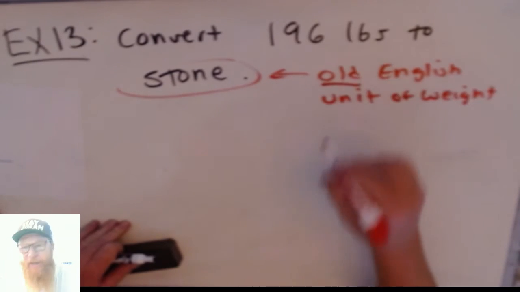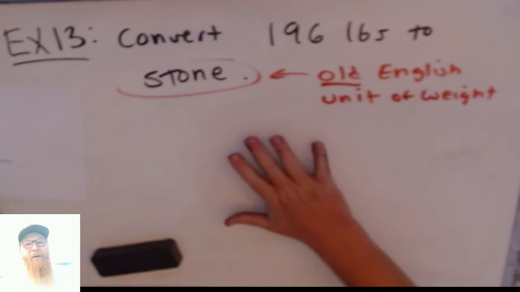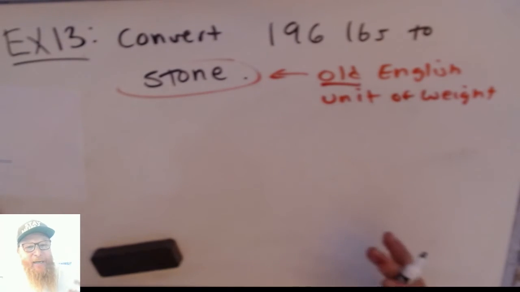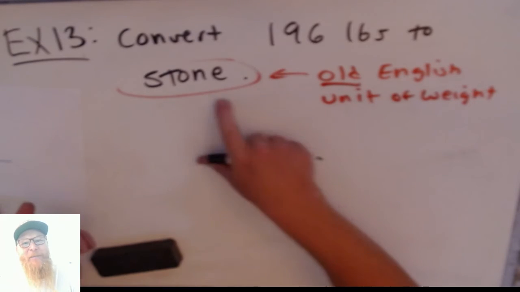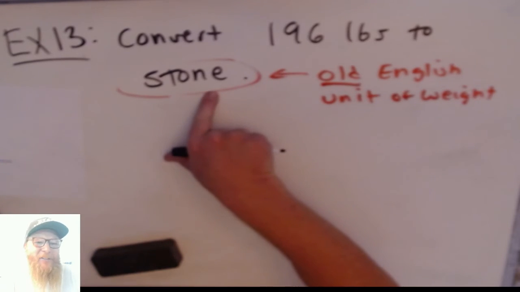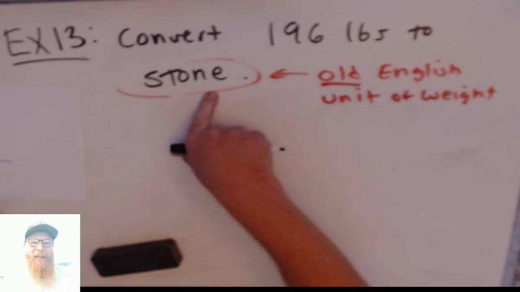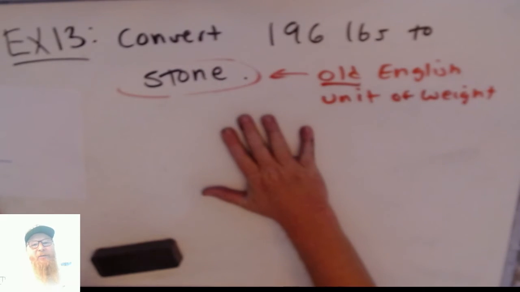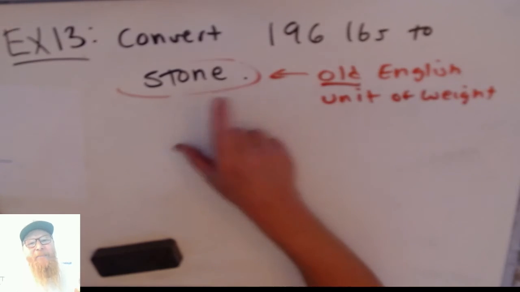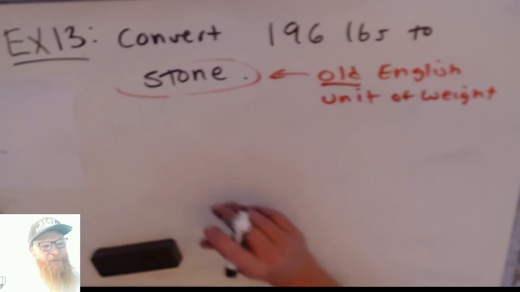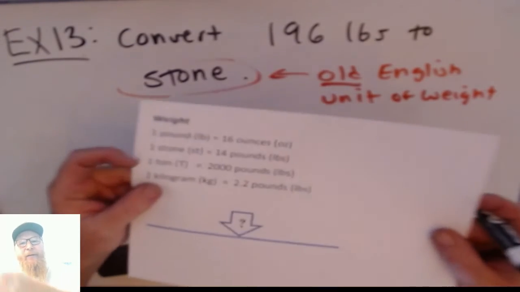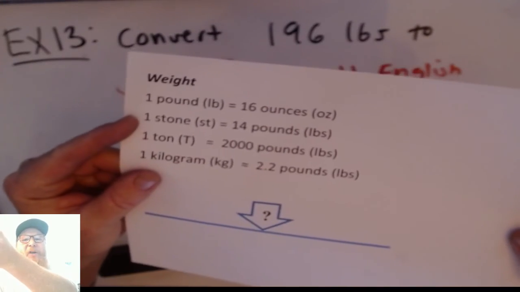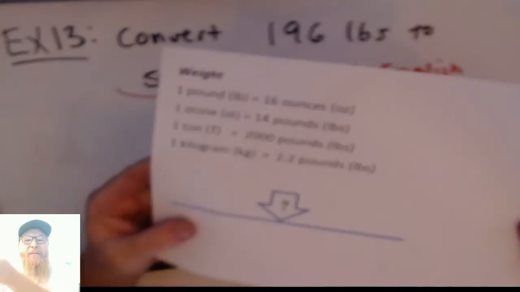And even though I'm calling it Old English, I have heard from an acquaintance that in England, on your driver's license, it actually tells how much you weigh in stone, which I actually like because it makes it sound like you're a lot lighter. So it's 14 pounds is 1 stone. Yeah, it's on here. 1 stone is 14 pounds.